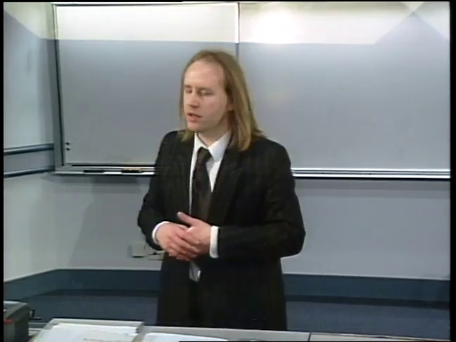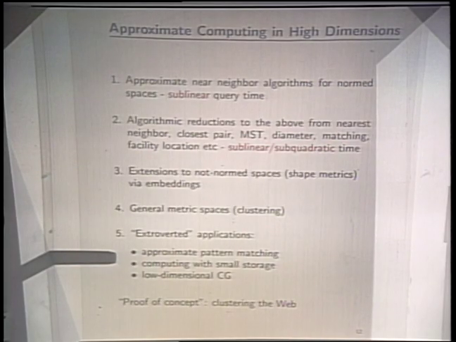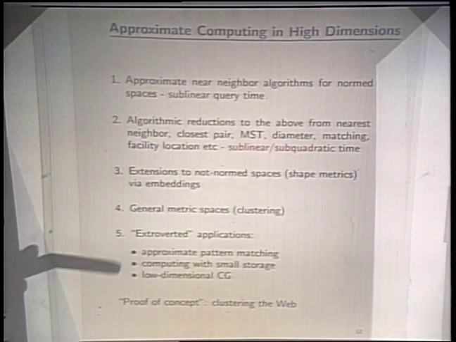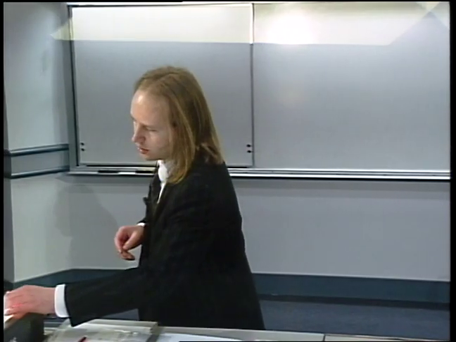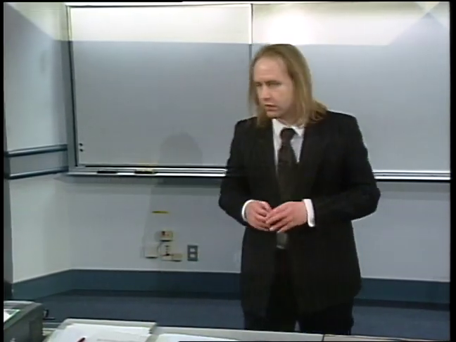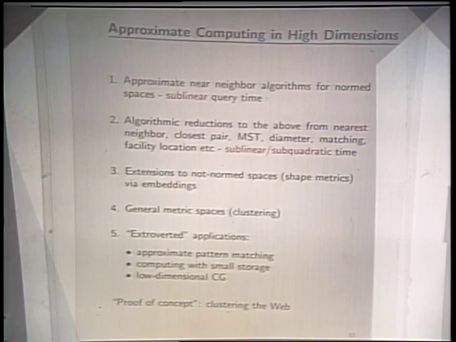And this in particular applies to various cases of pattern matching and also to computing with data streams, when we have lots of data and very little memory to process it, and to various low-dimensional computational geometry problems. So these are the 5 basic components of this high-dimensional landscape. And in the rest of my talk, I will go step by step.